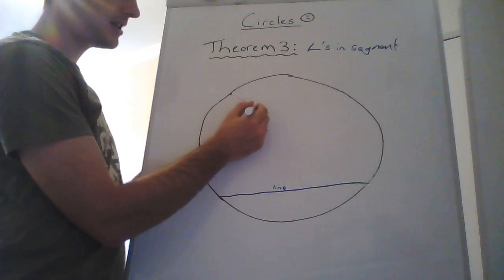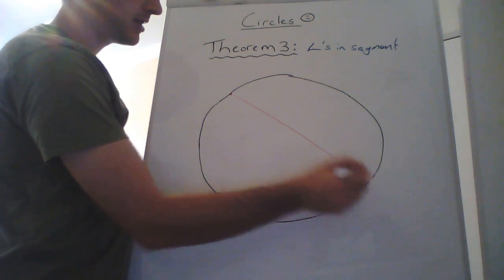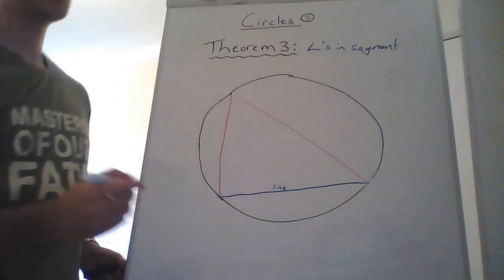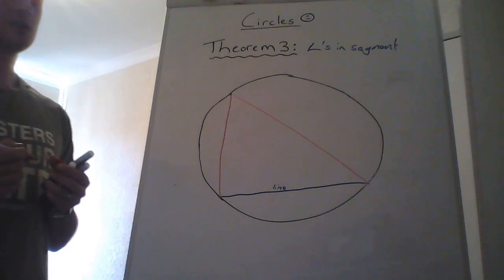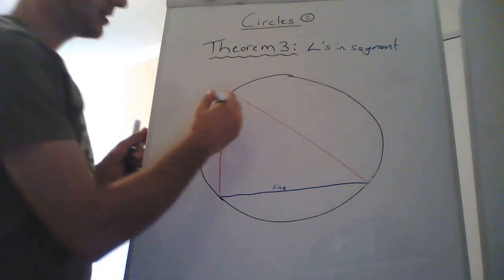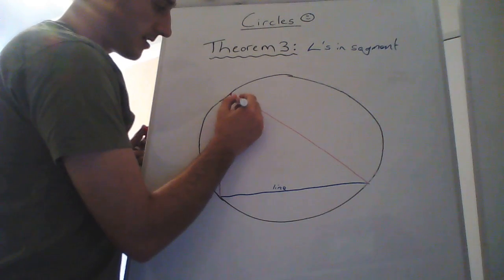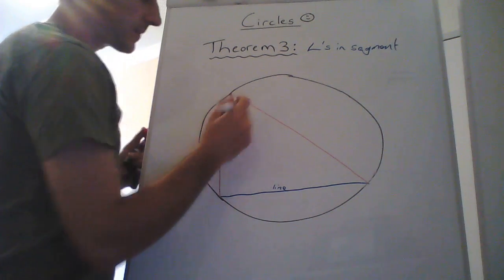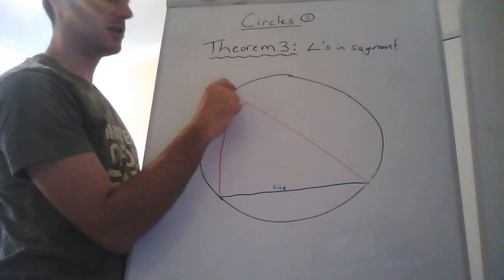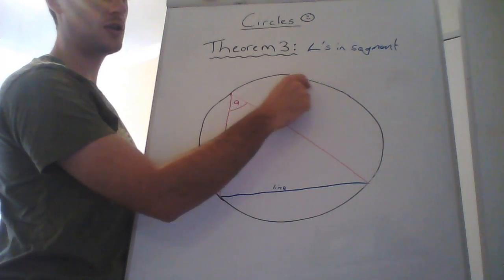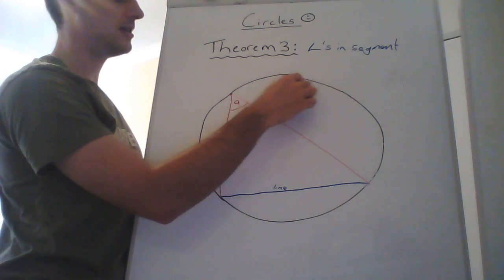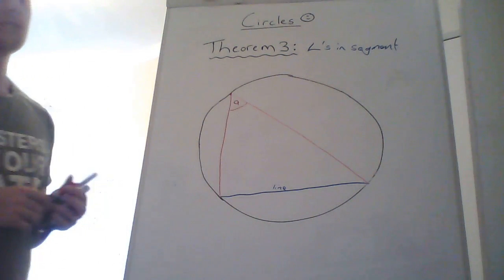Subtending again means I have one ray that gets to one endpoint and the other ray to the other endpoint. Now from our previous theorem, very similar to the one going through the diameter, I know, and I'm going to call this point A, that regardless of where I move this point along the upper circumference here, angle A is going to stay the same. We saw that from Theorem 1.